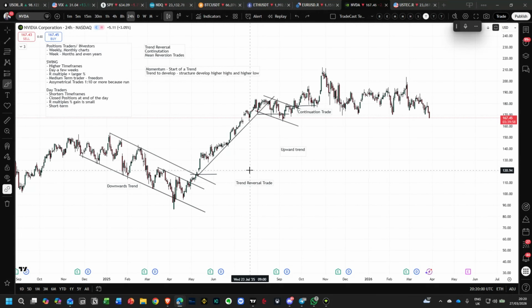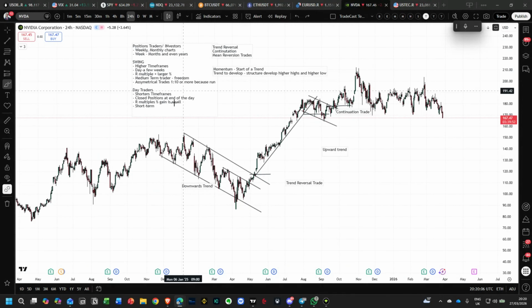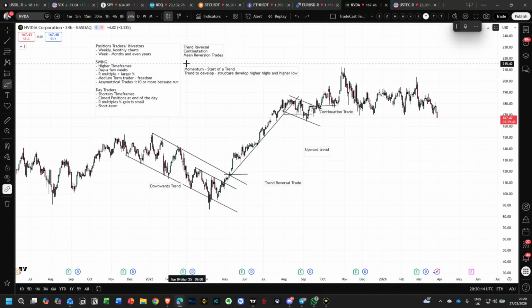All right, guys. So last lesson we covered swing trading. What is swing trading? I kind of broke it down by comparing it to other types of trading styles within swing trading, two or three moves that we can trade. And then we started speaking about momentum.